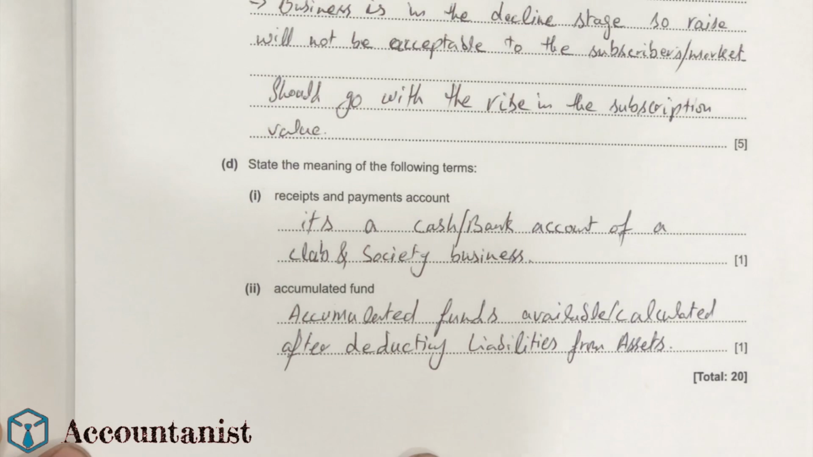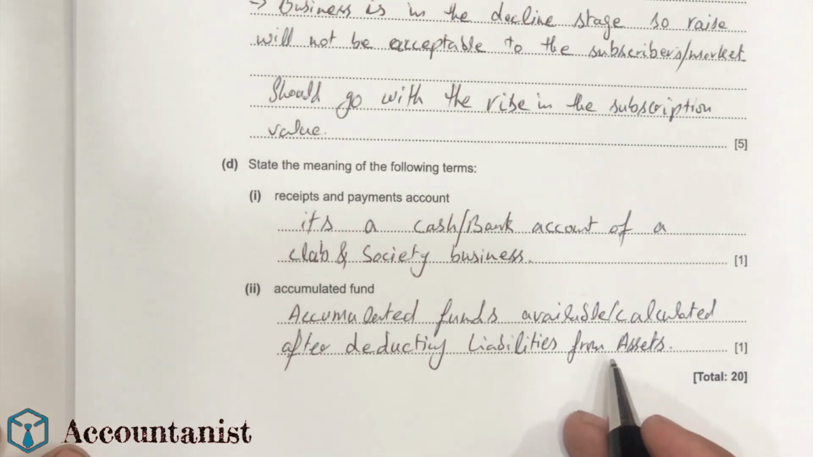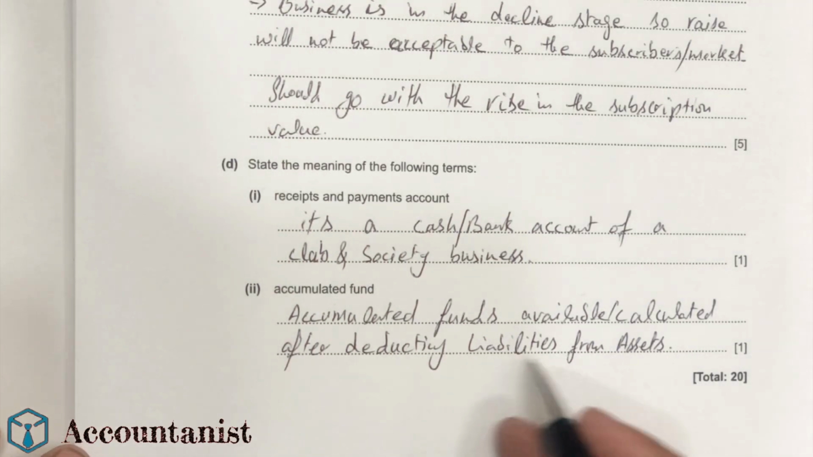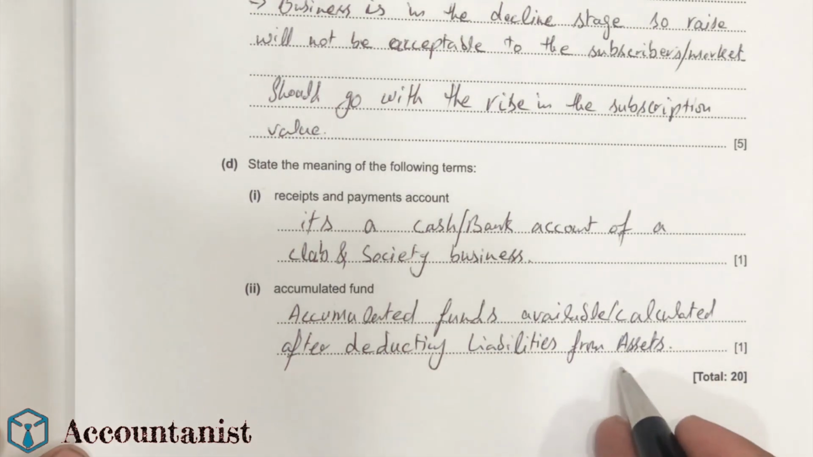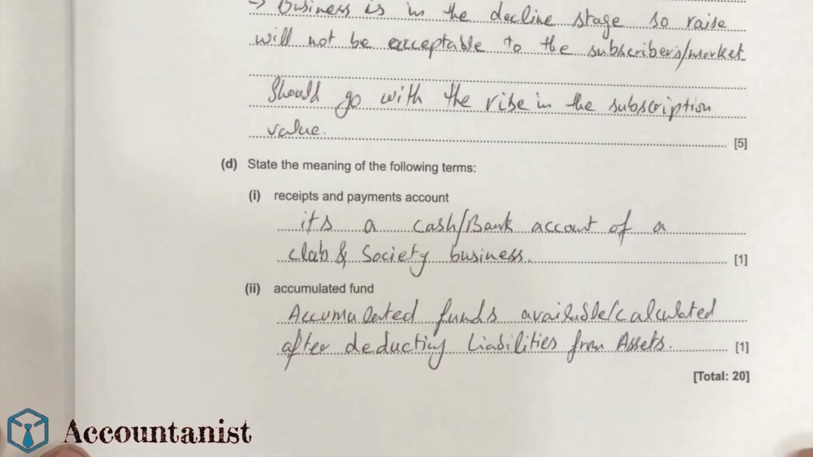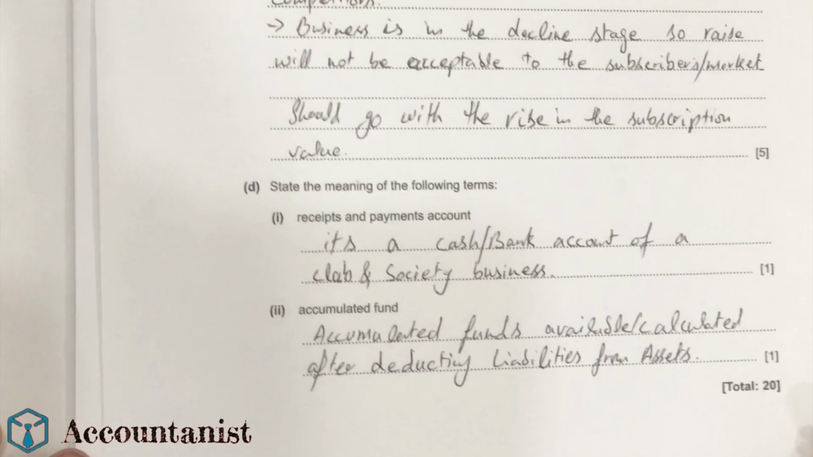So that's similar to asset minus liabilities is equal to capital. So it's similar to, in the club and society business, asset minus liabilities is equal to accumulated funds. So that's the end of this question number 3.